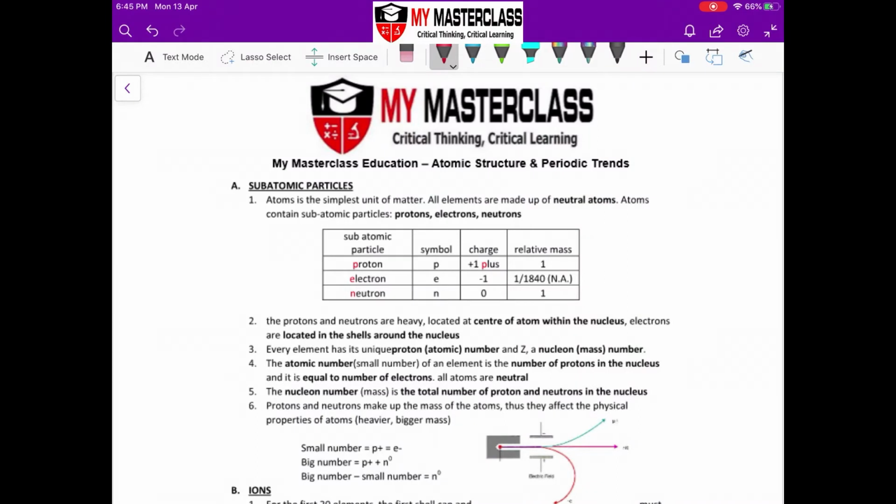Hi students, in this chapter we are going to look at atomic structure and periodic trends. Some schools learn this as atoms and molecules. Earlier on we probably learned that matter, M-A-T-T-E-R, is anything that has mass and occupies space. The simplest unit is your atoms. Likewise for living things, the simplest unit is your living cells.